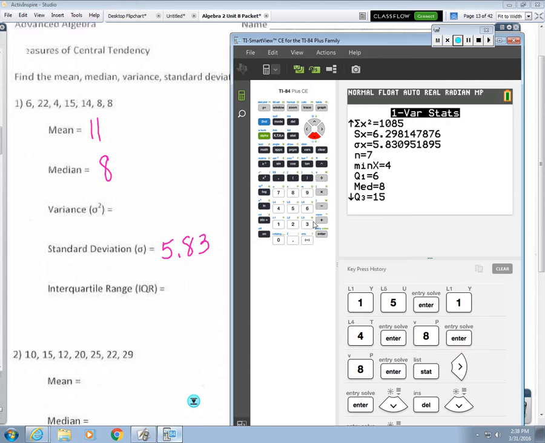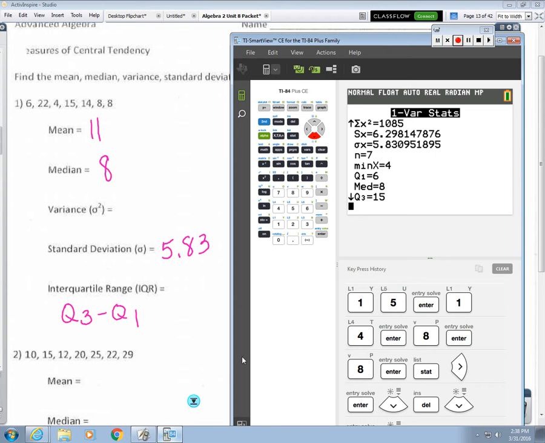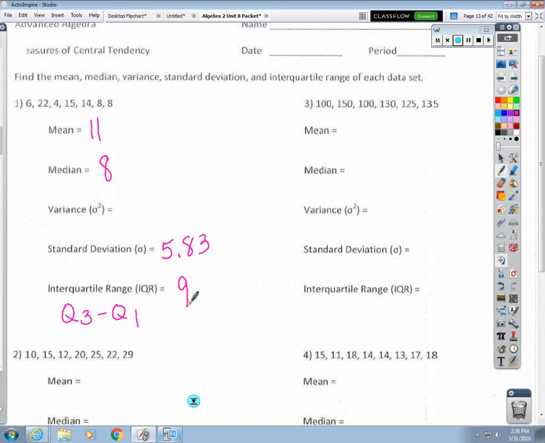Remember, range is the highest number minus the lowest. Interquartile range is Q3 minus Q1. Well, what is Q3? 15. What is Q1? 6. So what's 15 minus 6? 9.